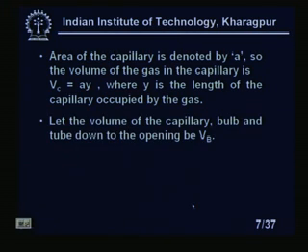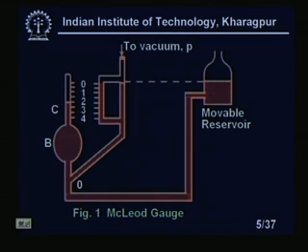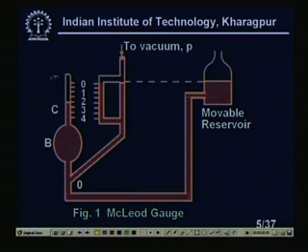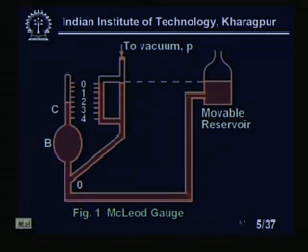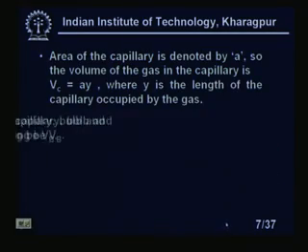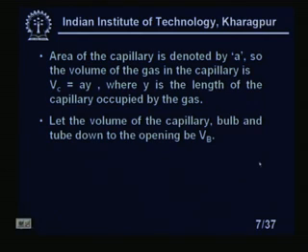Let the volume of the capillary, bulb and the tube down to the opening be Vb. So, you see that Vb is not only the volume of the capillary, it is the volume of the capillary and bulb up to the point 0. I should refer back again. I am telling the volume up to this level, so this total volume is Vb, clear.